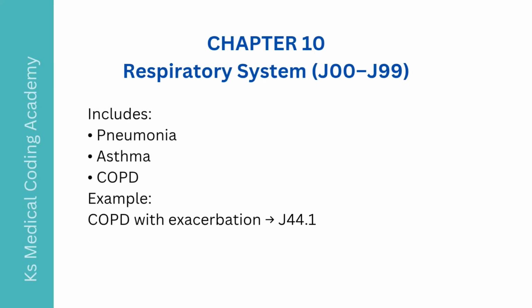Chapter 10. Chapter 10 includes diseases of the respiratory system, coded from J00 through J99. Examples include pneumonia, asthma, and chronic obstructive pulmonary disease. For example, COPD with acute exacerbation is coded as J44.1.